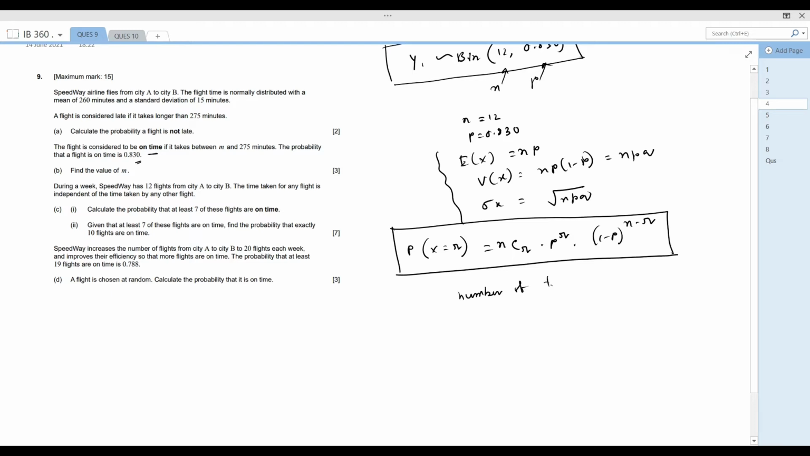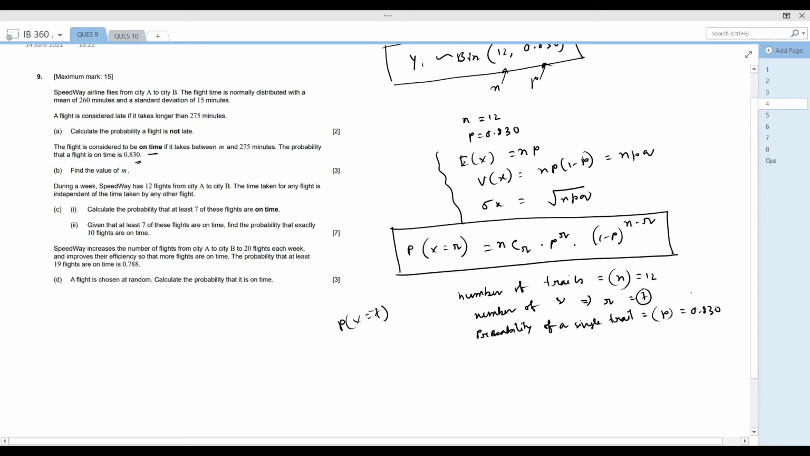the number of trials is equal to n, the number of successes is equal to r, and the probability of a single trial is equal to p. So here n is 12 and r is 7 for this example. For P of X equals 7, r is 7, and the probability is 0.830. It is given. Now you can calculate this from this equation.